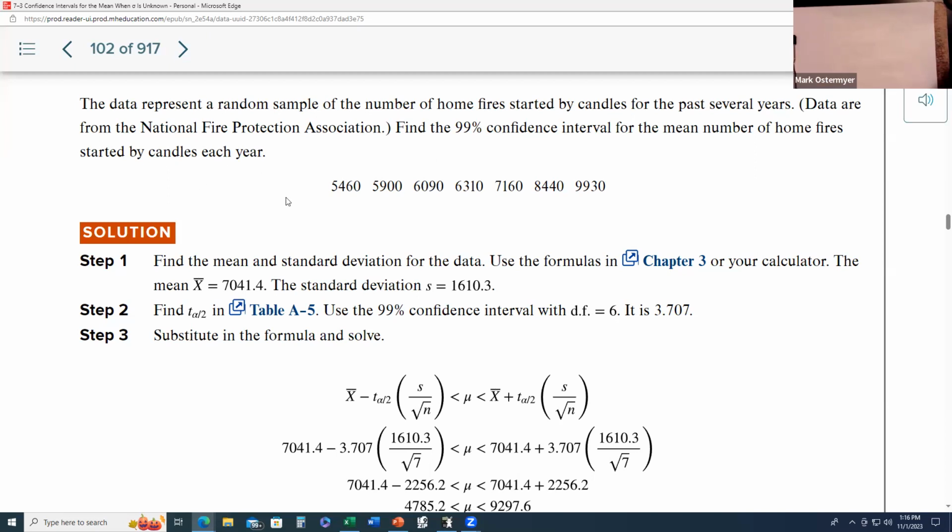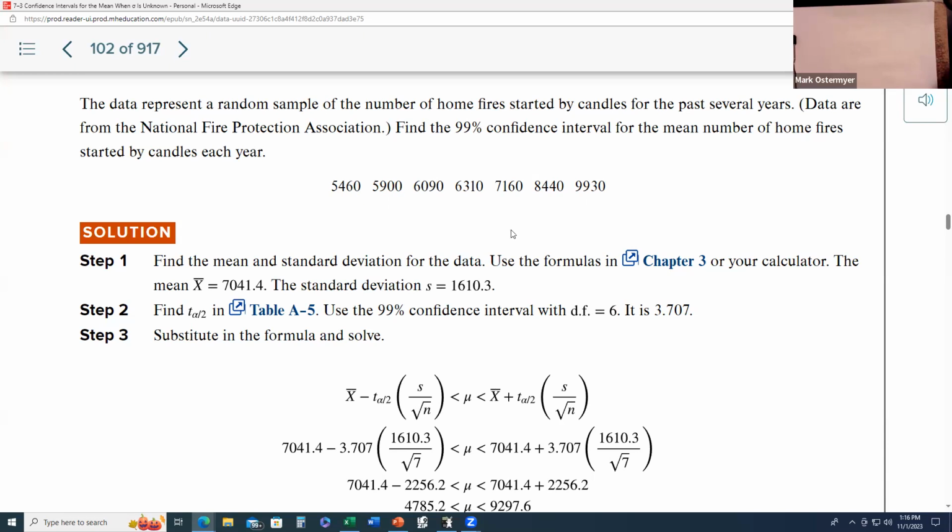All right. So 1 year, 5,460 home fires were a result of candles. Another year, 5,900 home fires were attributed to candles, et cetera, et cetera. So do we understand what these numbers represent here? That's hard to believe that many fires are started by candles, but there you go. I mean, that's crazy.